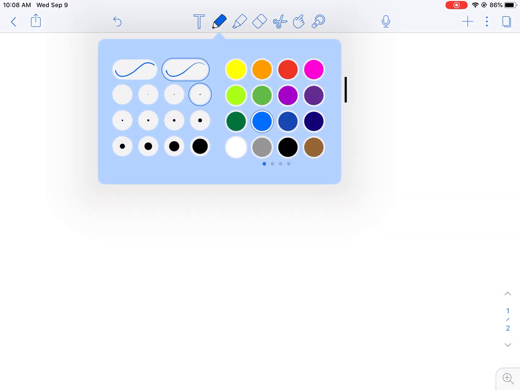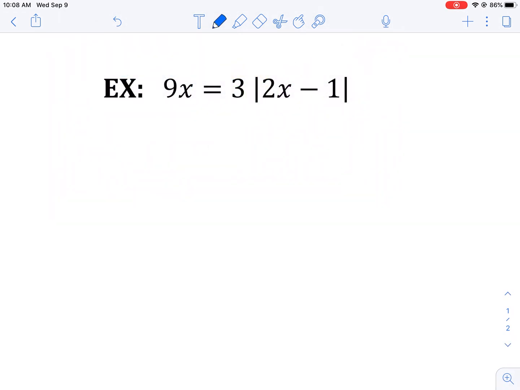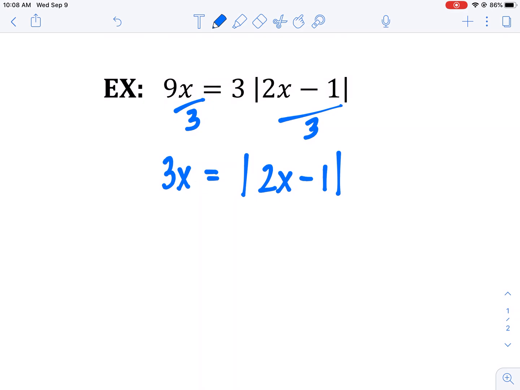Next one, again, there's something acting on this absolute value. You do not distribute. Think of this as like jail bars. Okay, you'll never distribute into jail. They kind of stay by themselves. So what you're going to do is divide by 3. You get 3x would equal absolute value of 2x minus 1. This looks very similar to the ones above.